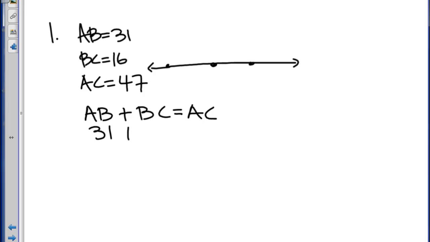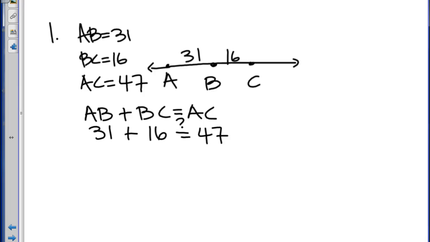So 31 plus 16, is that equal to 47? If it is, then we know that from A to B and then from B to C, it would look like that, and B is right in the middle, that would give us the whole length of AC. And that, in fact, is true. This is 31, that is 16, and the entire length is 47. Again, make sure you change that on number 1. Instead of JK equals 47, it should say AC equals 47. And these are segments that we're looking at.